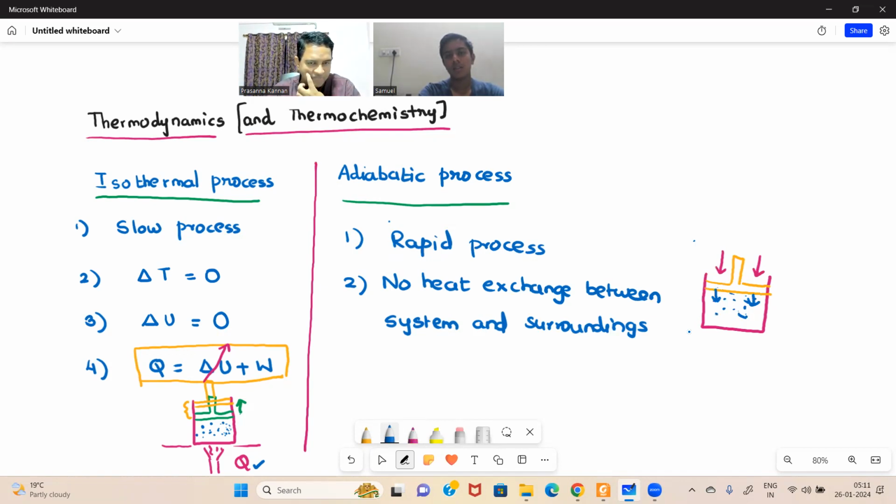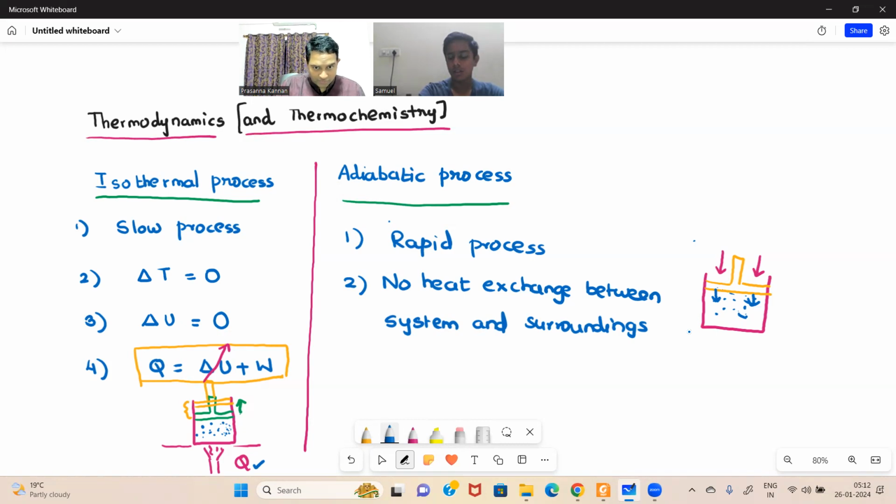So what is going to happen now? All that heat which is generated within the system is absorbed by the gas molecules, which reflects as an increase in internal energy. So change in internal energy will happen. And what is going to happen to the temperature? Temperature also rises. Is that clear?